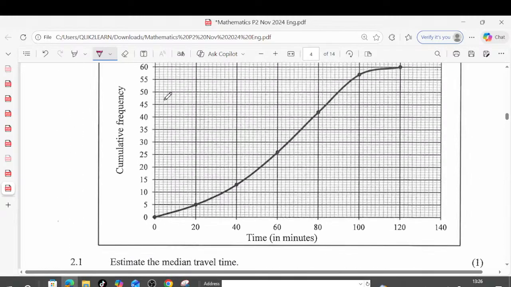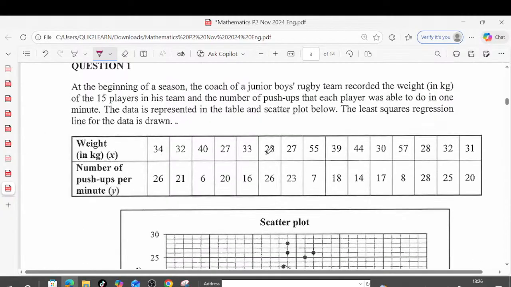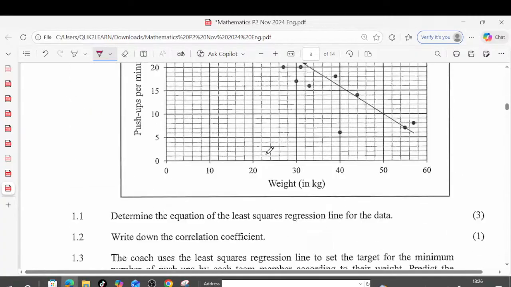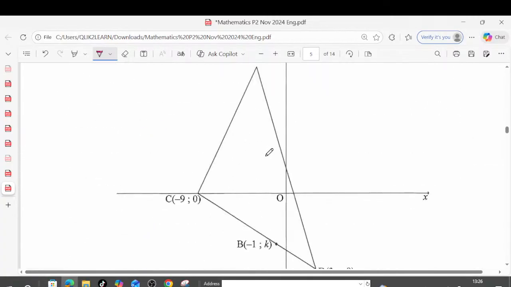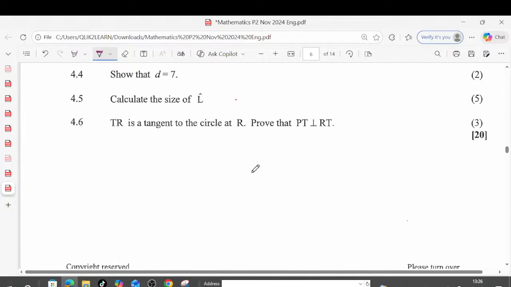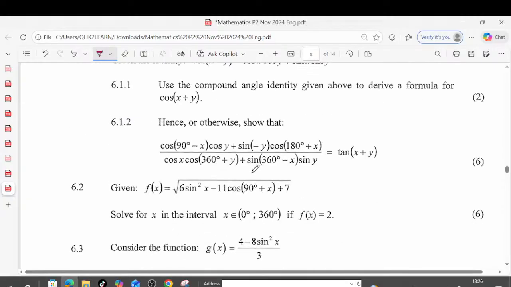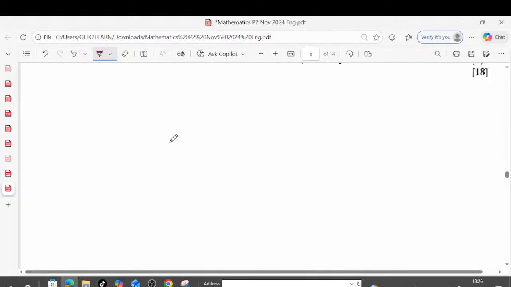So you see now why it is important to make sure that you always attend, because we are busy working on something here. You are ready for question 3 of paper 2. You are ready for questions 5, 6 and also 8. I don't even want to talk about paper 1, but thank you guys for joining in.